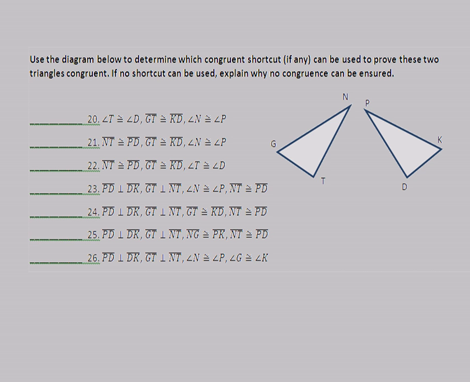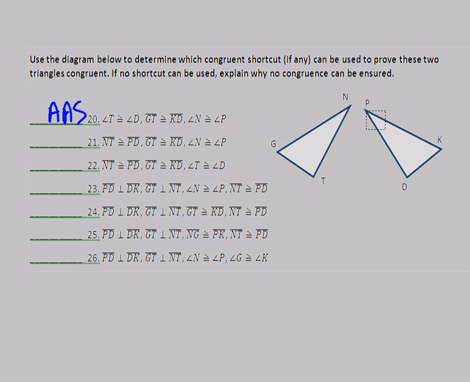Pushing forward, okay, use a diagram to say what shortcuts can be used. These ones are a little bit more difficult because we need to pinpoint exactly what we're doing. So I suggest drawing out these triangles even more than what we have in front of you to make sure we're good. For example, the first one, NT and PD are congruent, GT and KD are congruent, and we have angle N and angle P. So in this case, just looking at it, we have angle, angle, side. I'm just going to start right over, erase what I have, and start again for the second one.